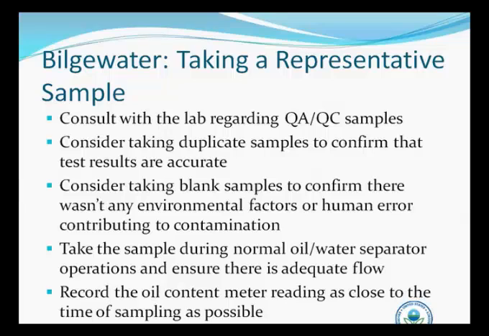The next 2 slides, we're going to talk about taking a representative sample. First, you're going to definitely want to talk to your lab and see what sort of QA and QC samples they recommend. Typically, there are 2 types. There's the duplicate sample, and then there's the sample blank. So the duplicate sample is just purely a second set of volume for your sample. So the lab runs everything twice, and that way you get a more accurate result.